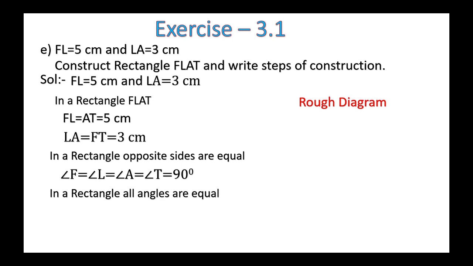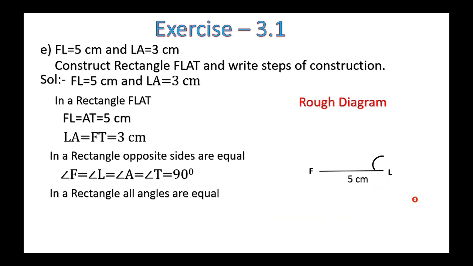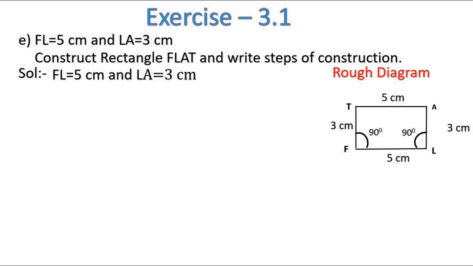Drawing rough diagram. FL is equal to 5 centimeters, angle L is equal to 90 degrees, LA is equal to 3 centimeters, angle F is equal to 90 degrees, FT is equal to 3 centimeters and AT is equal to 5 centimeters. Construct rectangle FLAT. Constructing steps.